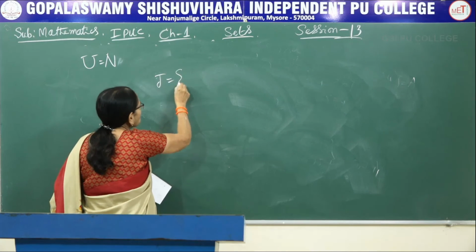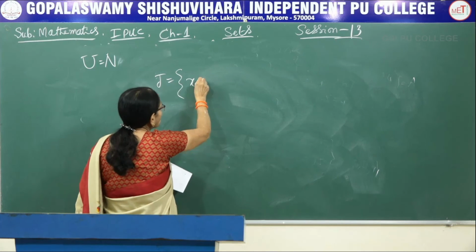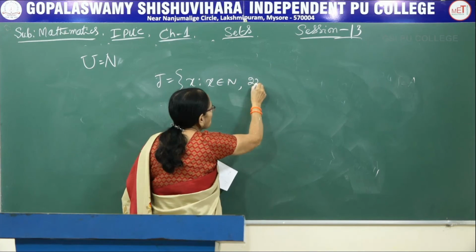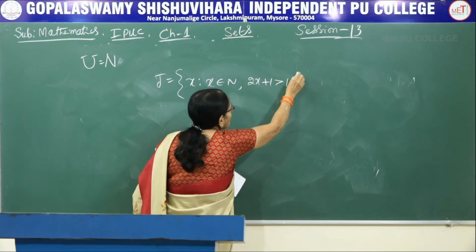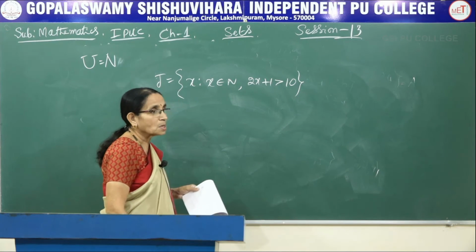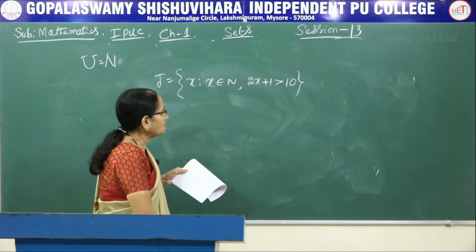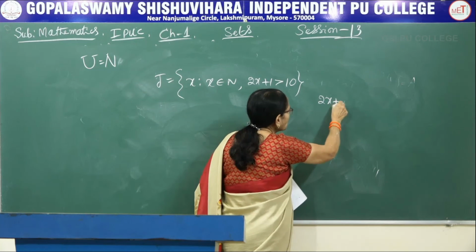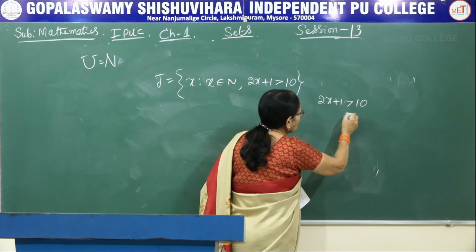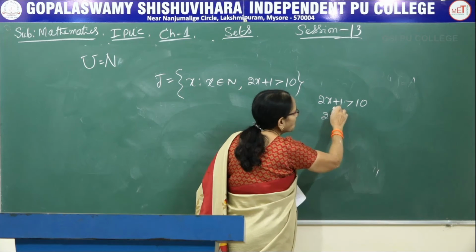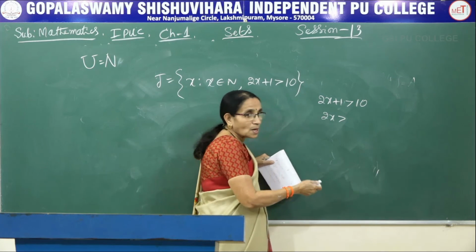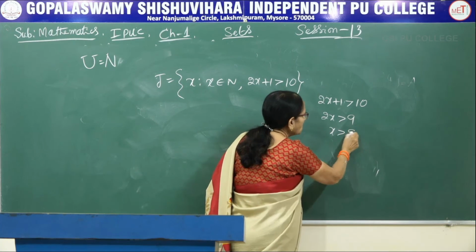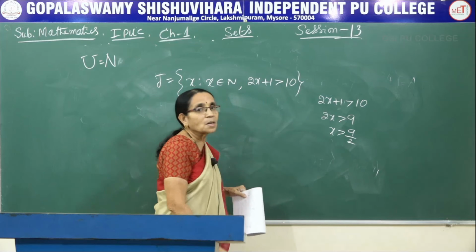Now take another set J which contains all x such that x belongs to N and 2x plus 1 is greater than 10. Again it's a simple inequality. 2x plus 1 greater than 10 means 2x is 10 minus 1, taking 1 to the other side just like in an equality. 10 minus 1 becomes 9. That is, x is greater than 9 by 2.